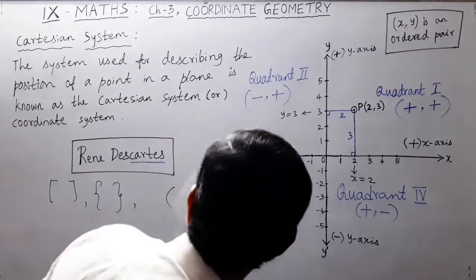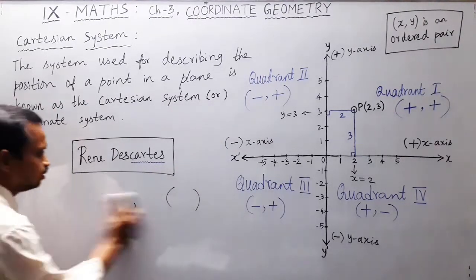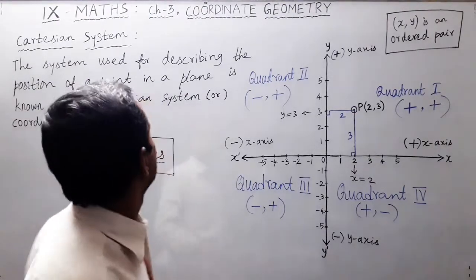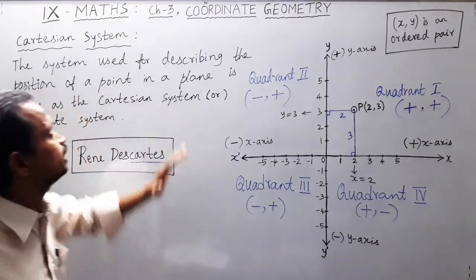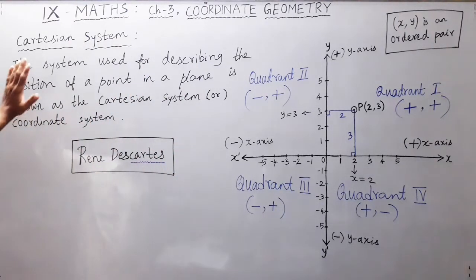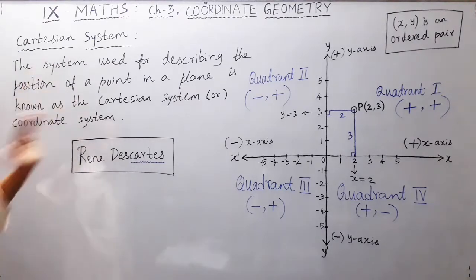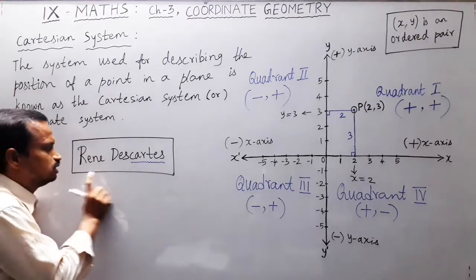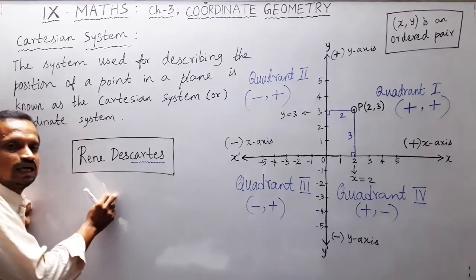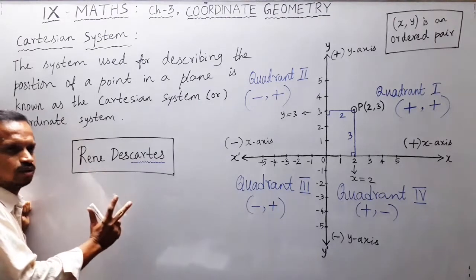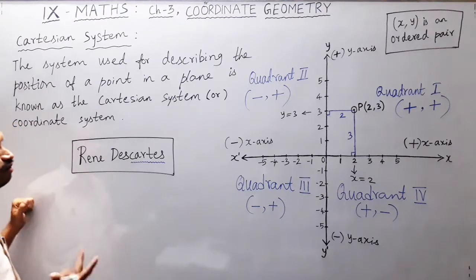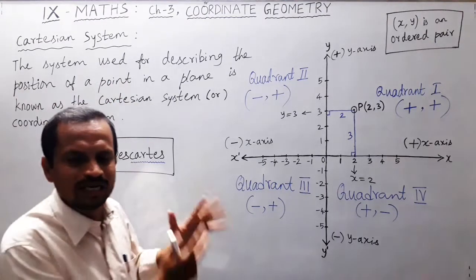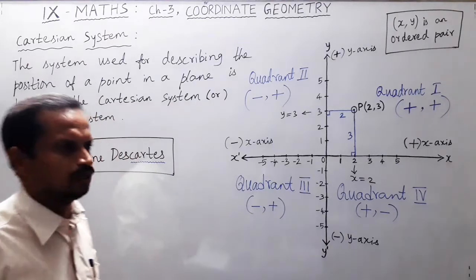So what you have to do is, take chapter 3 coordinate geometry, and then write Cartesian system and write this. Okay, René Descartes, you should pronounce this. This is the name of the mathematician, a French philosopher and great mathematician who initiated the development of this study, coordinate geometry.